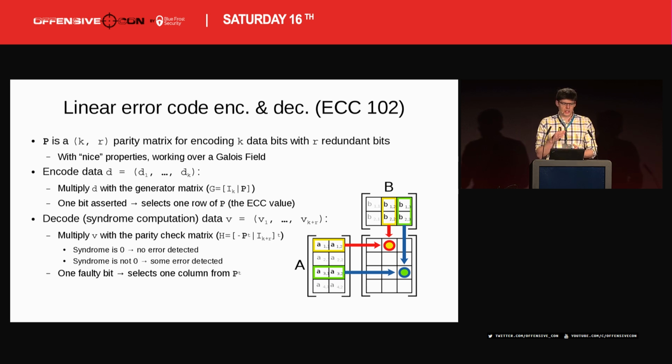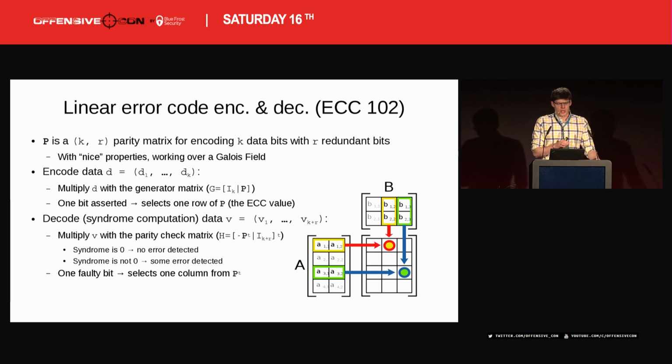The takeaway from this one is that everything is based on matrix multiplication. When you're encoding data, so when the CPU writes data to memory, you just multiply the data that you want to write by this parity matrix. And when you're reading the data, you compute a so-called syndrome by reading the data and again multiplying this data with the parity matrix. So again, the encoding and decoding have in common the parity matrix. And in short, the parity matrix will give you the ECC code.